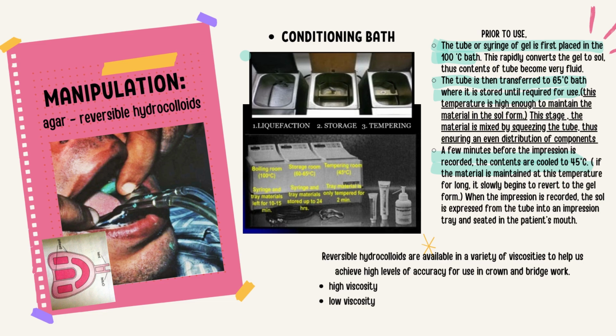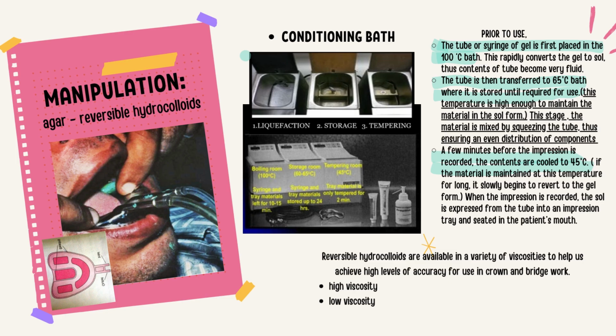At this stage, the material is mixed by squeezing the tube, thus ensuring an even distribution of components. A few minutes before the impression is recorded, the contents are cooled to 45 degrees Celsius. If the material is maintained at this temperature for long, it slowly begins to revert to the gel form. When the impression is recorded, the sol is expressed from the tube into an impression tray and seated in the patient's mouth. Reversible hydrocolloids are available in a variety of viscosities, to help us achieve high levels of accuracy for use in crown and bridge work.